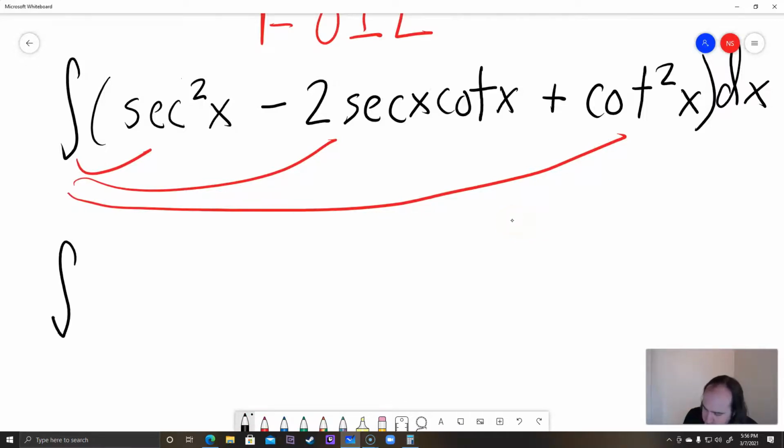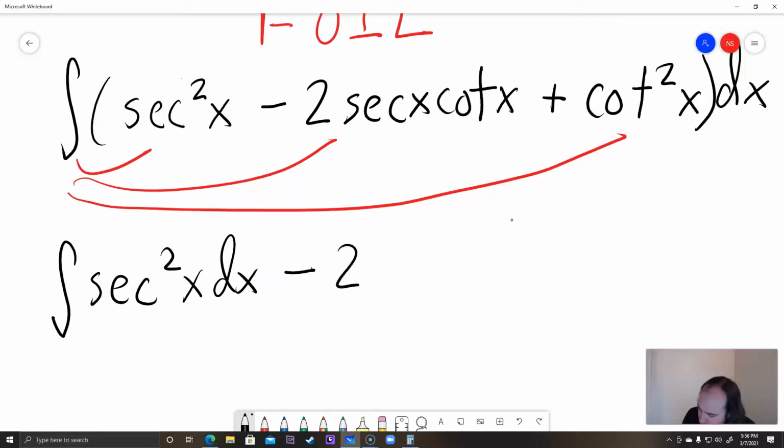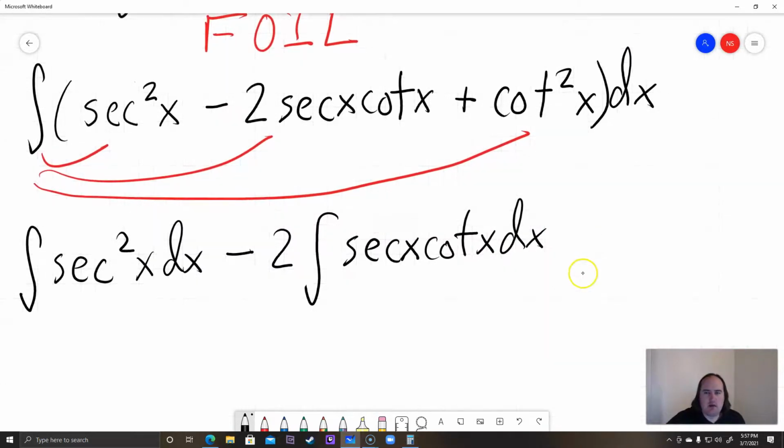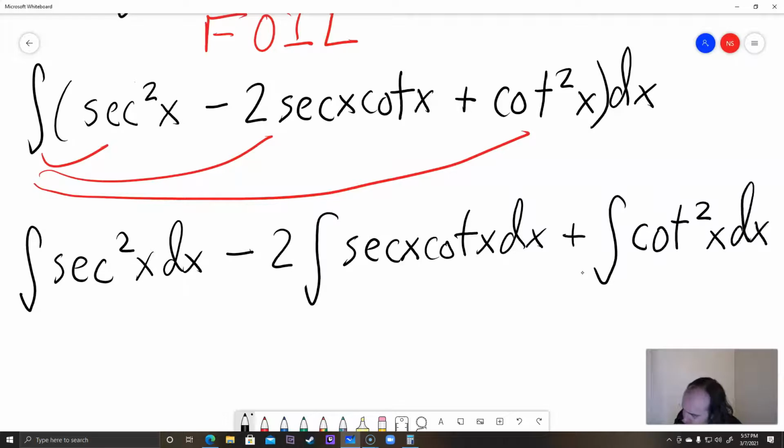So the first one is just the integral of secant squared of x dx. The second one is minus 2 the integral of secant of x cotangent of x dx. And then the last one is going to be the integral of cotangent squared of x dx.